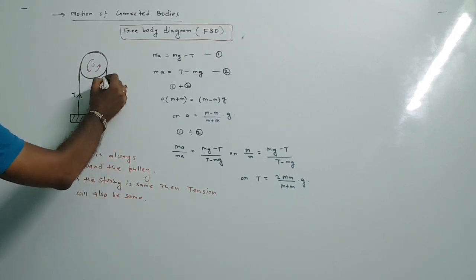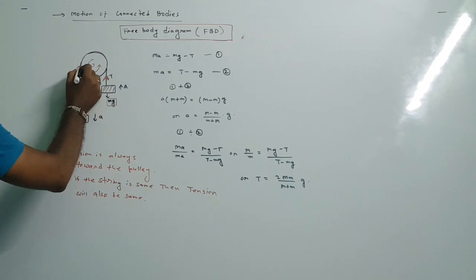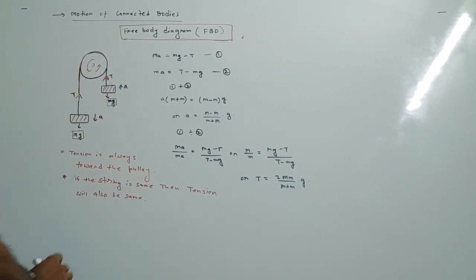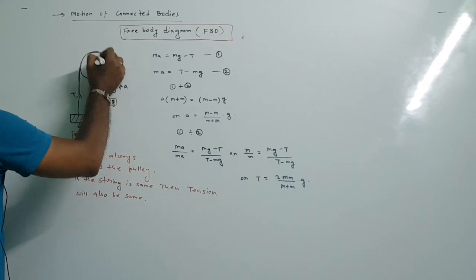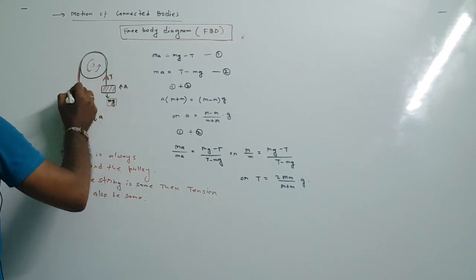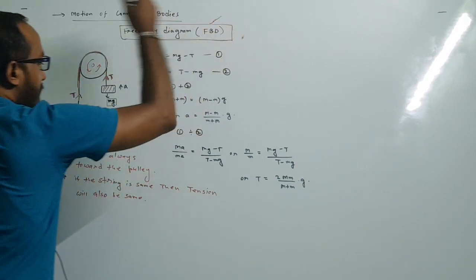See, tension is always towards the pulley. So here the tension is upward, and in this string the tension will also be upward because it is towards the pulley. Now see, the string is the same. As the string is the same, the tension will be the same. So here we have written T and T. Now why these things? How to write this FBD?